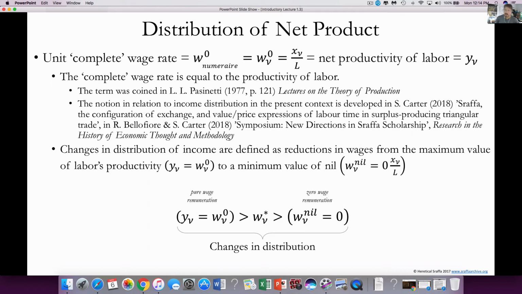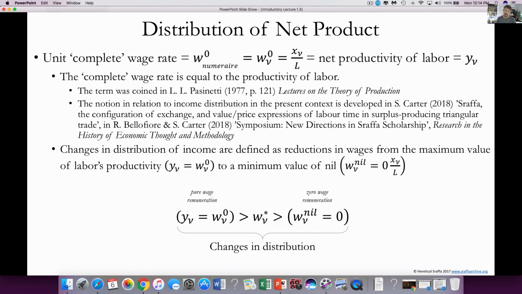Bueno, your unit complete wage rate, again, is unit net labor productivity. It's going to be equal to the productivity of labor. That was coined by Professor Passanetti, Lectures on the Theory of Production, page 121. I have an article that's coming out this year that develops some of this. It's a symposium on new developments in Sraffa scholarship. And the paper I have looks at this configuration of exchange, etc., and it explores that. I'll make sure that people have access to that.